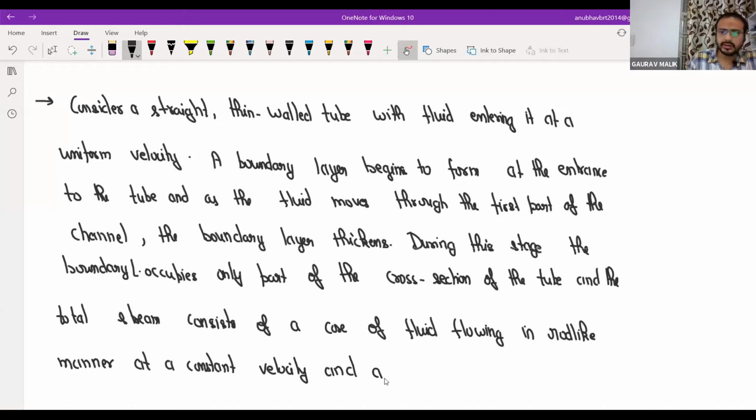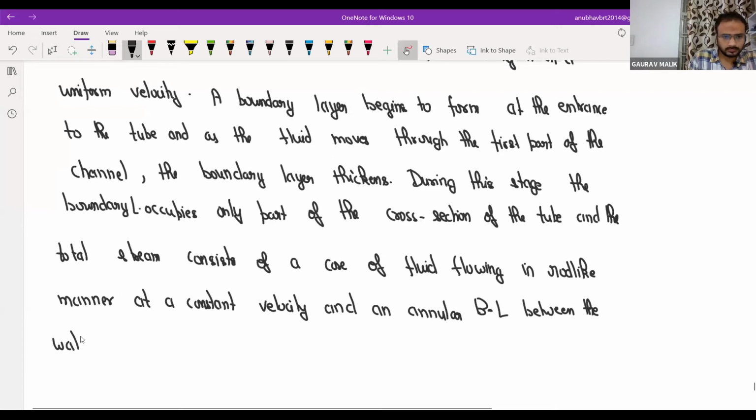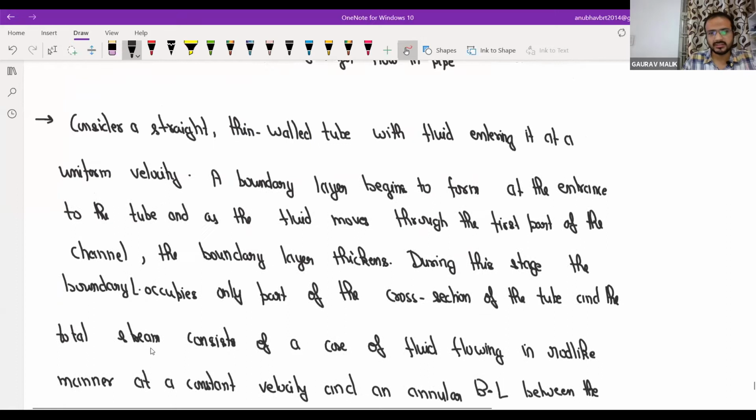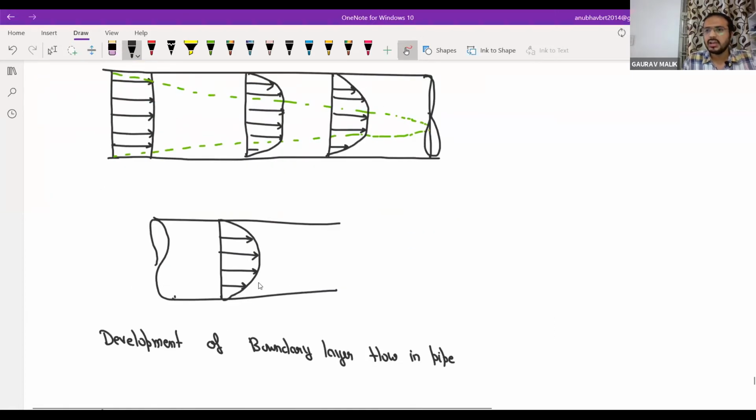And an annular boundary layer between the wall and the core. After some time, it will reach up to the center. By and by, it will reach up to the center, and you will get a velocity profile like this.